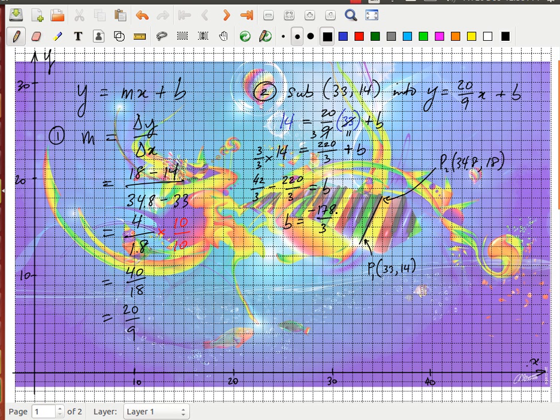I'm just going to double check that. I think I've done everything correctly here. So 20 times 11, just double checking that, is 220. And then 220 minus 42 is 178. So that's my y-intercept. And so now we end up with my final equation, y equals 20 over 9 multiplied by x minus 178 over 3. And so that's my equation.